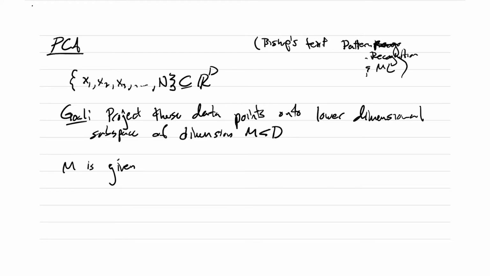Basically the way we're going to do this is we're going to try to come up with an orthogonal set of vectors. So we want an orthogonal set of vectors, a collection of vectors that maximize variance.